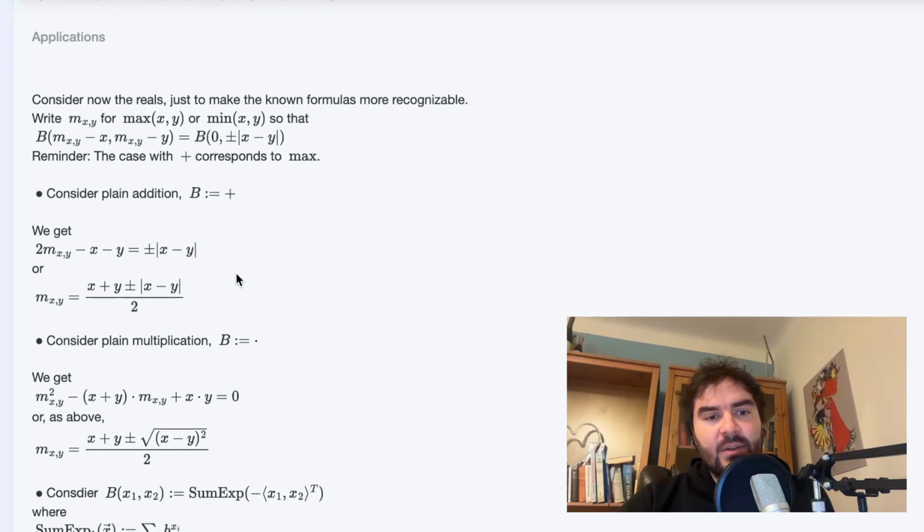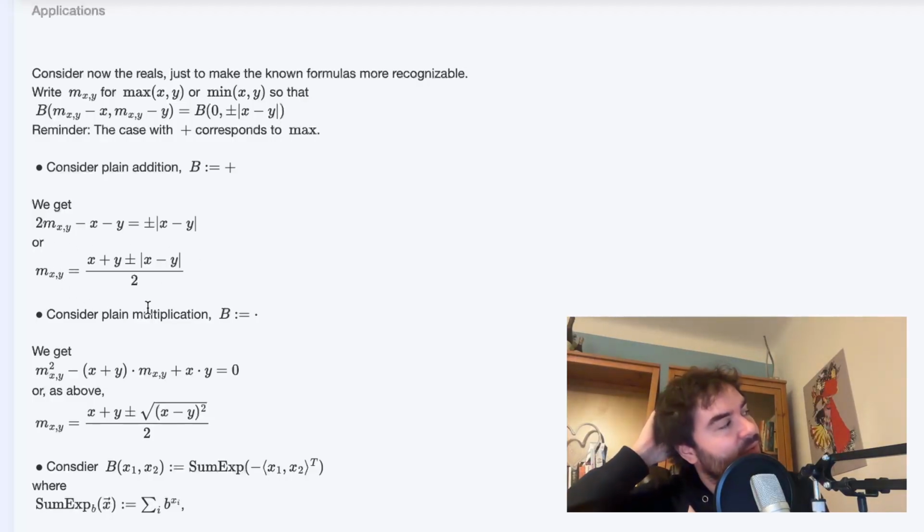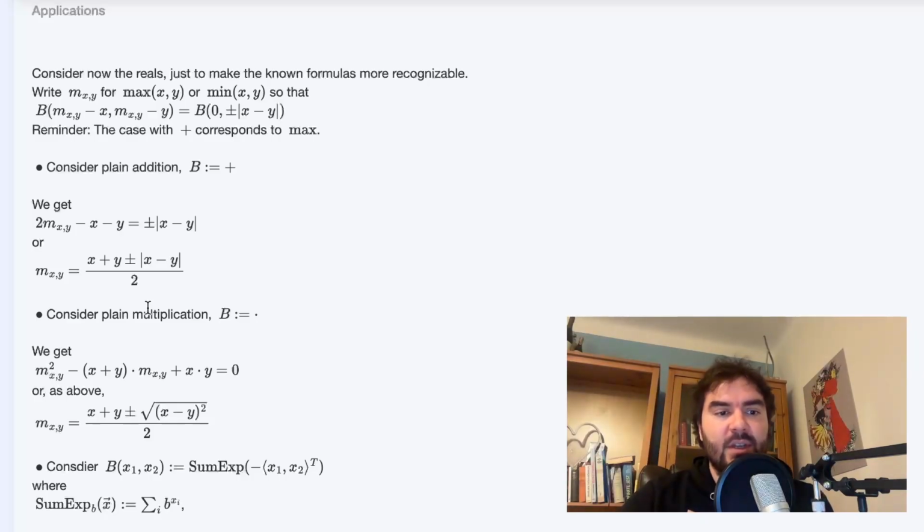So let's consider different symmetric functions B. The first function you will think of is the addition of two numbers, let's say. Then the left-hand side of this equation becomes 2m minus x minus y, and the right-hand side is the addition of null plus something, so it's this norm. And then you can solve for m, and then you get this nice relation, which is quite important, I think, to keep in mind or to remember. You know that the maximum is this mean of the sum and the difference.